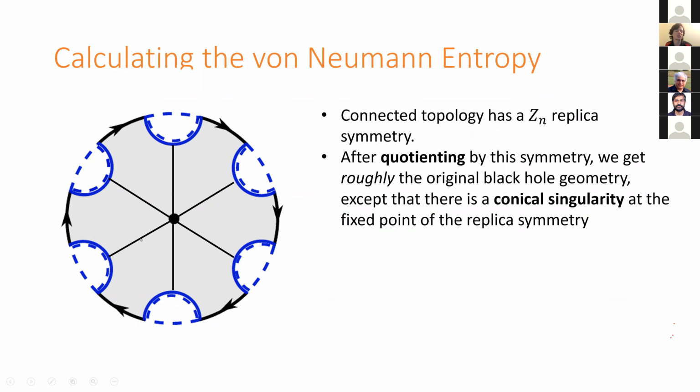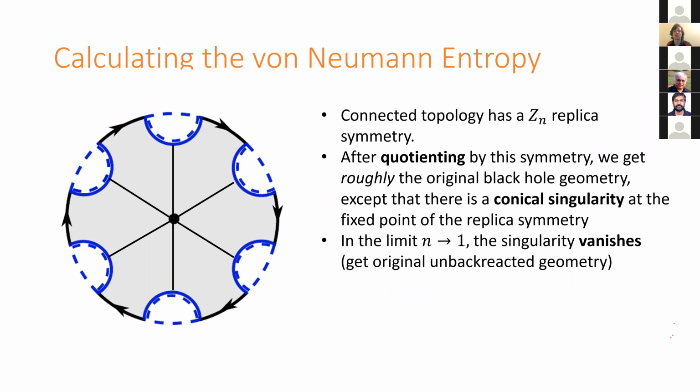So now we've ended up with something that looks like the original Euclidean black hole, except that there's this conical singularity sitting here where we glued this line to this line. That conical singularity is at the point that was the fixed point of this replica symmetry that moved the different copies around.